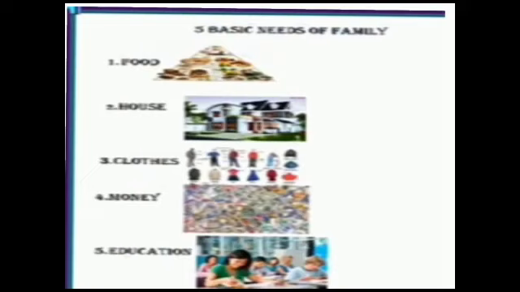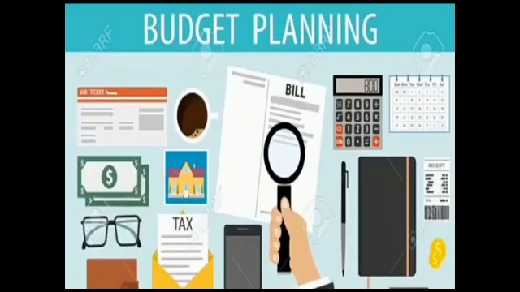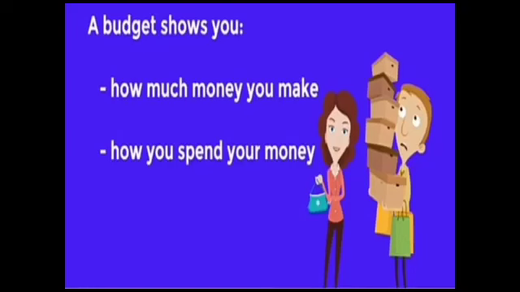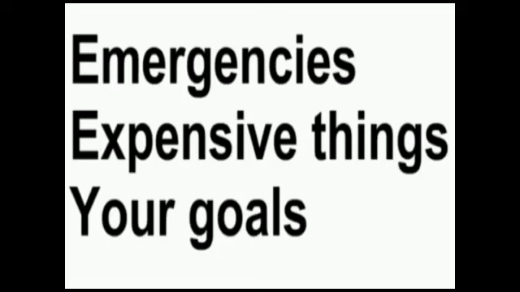If it is necessary only, we have to buy the things. So, what you have to do? You have to spend according to that. For that, we need to plan according to the budget, which is very important. We have to plan and then only you have to spend your money. What does this budget do, children? This budget shows you how much money you make and how much money you spend. Okay? How much money you earn, only from that you can spend. Then only you can save money for emergencies, expensive things and to reach your goals.